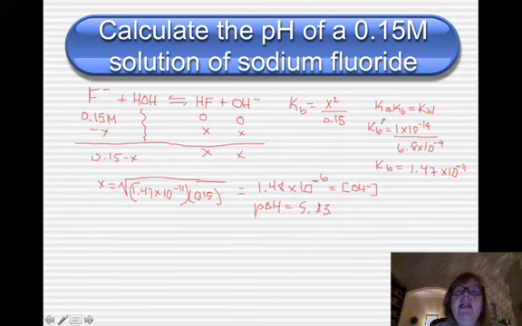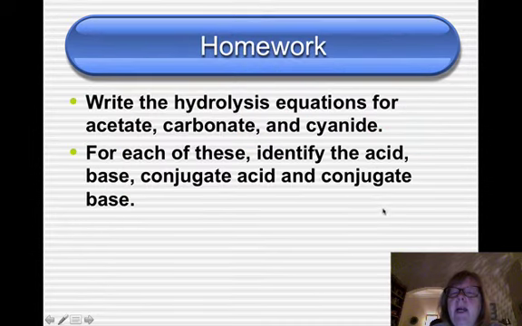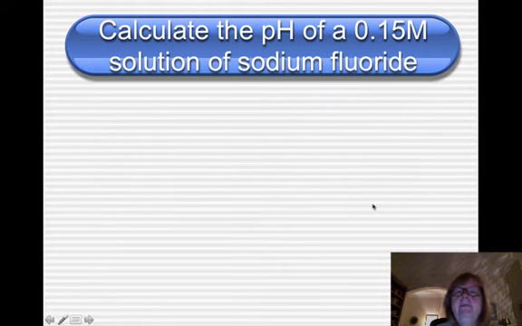And the question asked us for the pH, so the pH is going to be 14 minus our pOH. I didn't mean to do that, and I've lost all that. So hopefully you've been writing this down as you've gone along.